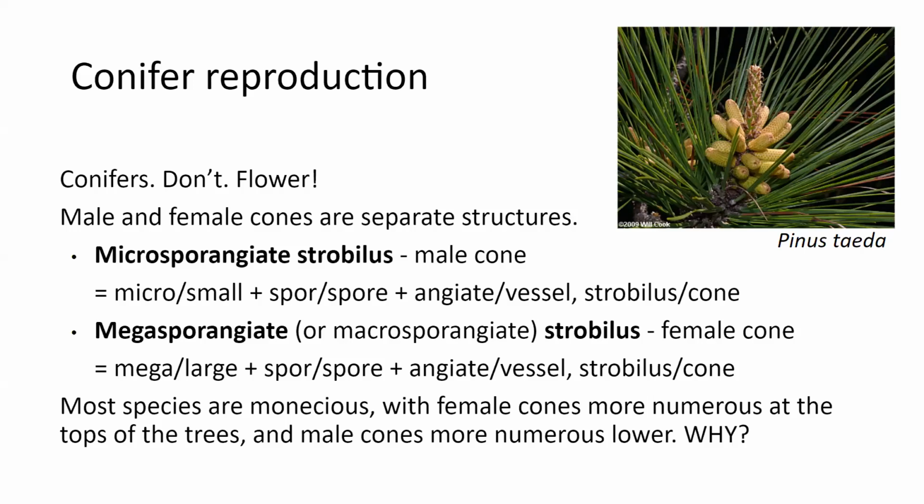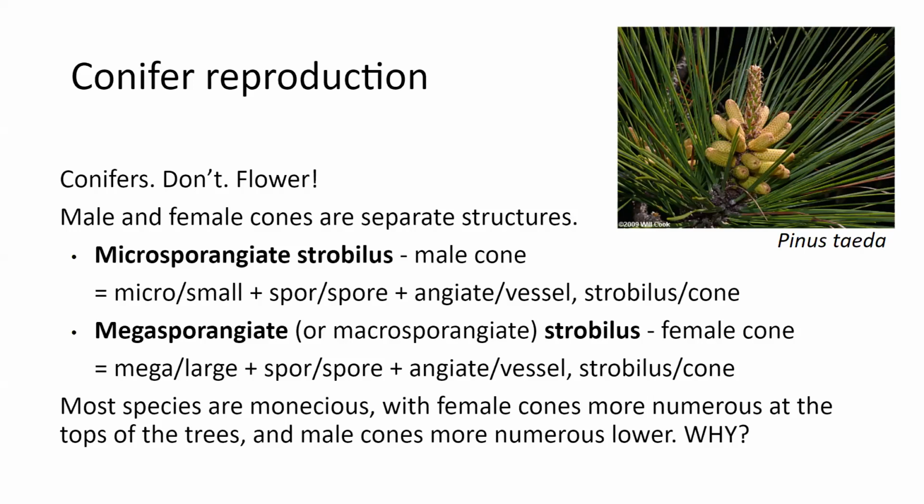In gymnosperms, most of the species that we encounter are monoecious, right? If you recall, that means the female cones and the male cones are on separate structures, but on individual plants. But we have a couple of examples of dioecious species where we have separate male and female individuals. We'll talk about those more in a minute.